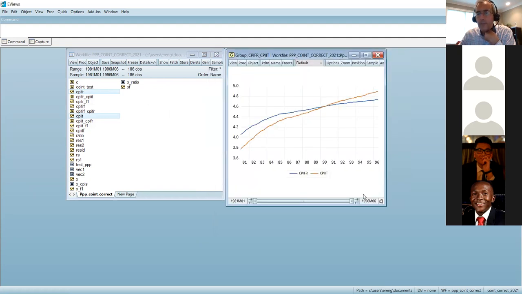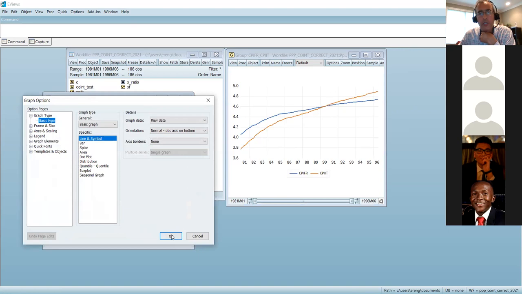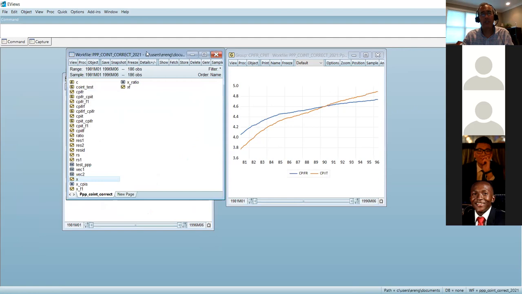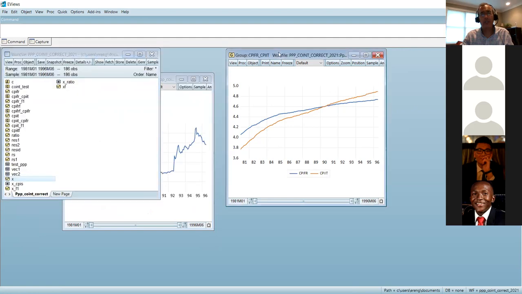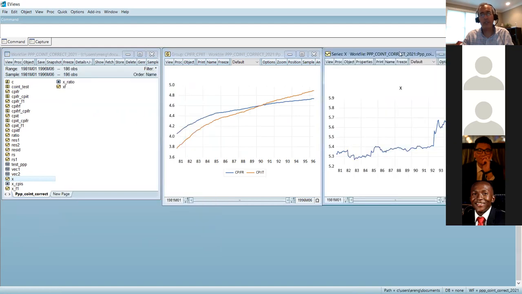You see that? So this is my CPI. France is the blue one, and Italy is the orange one. Are they stationary? Just take a look at the graph. No, they are clearly not. Now, X, guys, is my exchange rate. Double click, let's do the graph. Is this one a stationary process? Guys, is X a stationary process? No, definitely no.